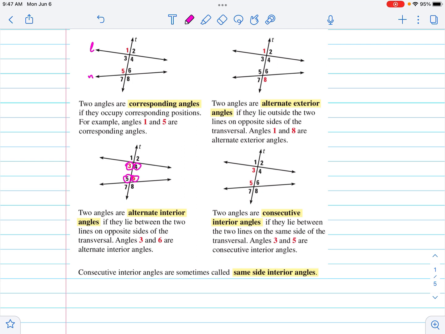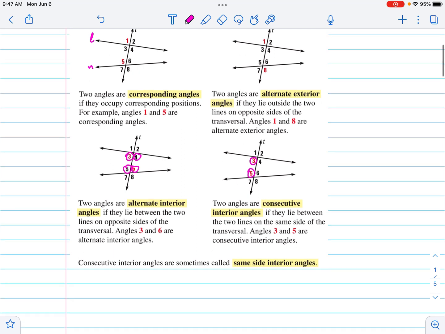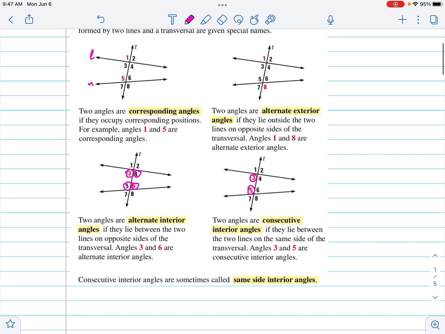And then we have consecutive interior angles. So this next one, consecutive interior: 3 and 5. In other words, they're on the same side of the transversal. In fact, sometimes they're called same side interior angles. But anyway, that's just some terminology.